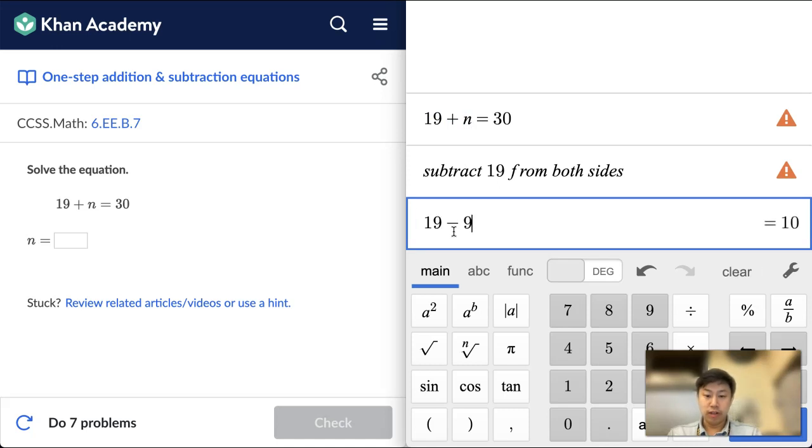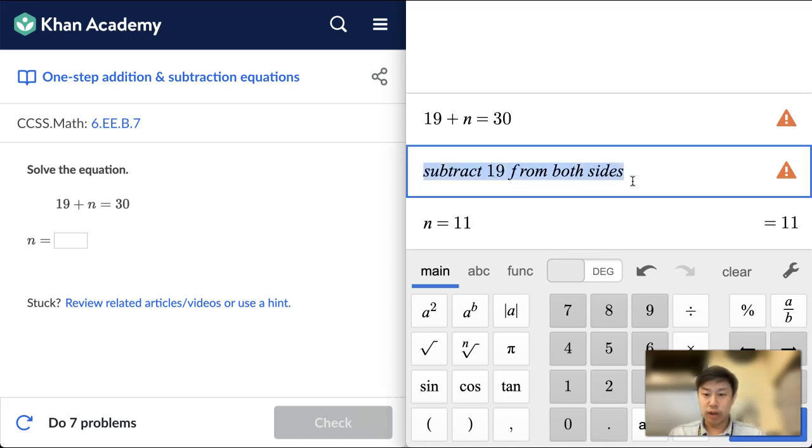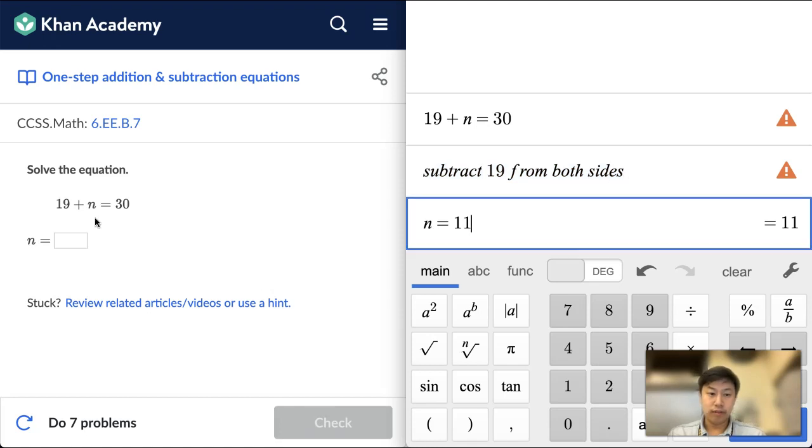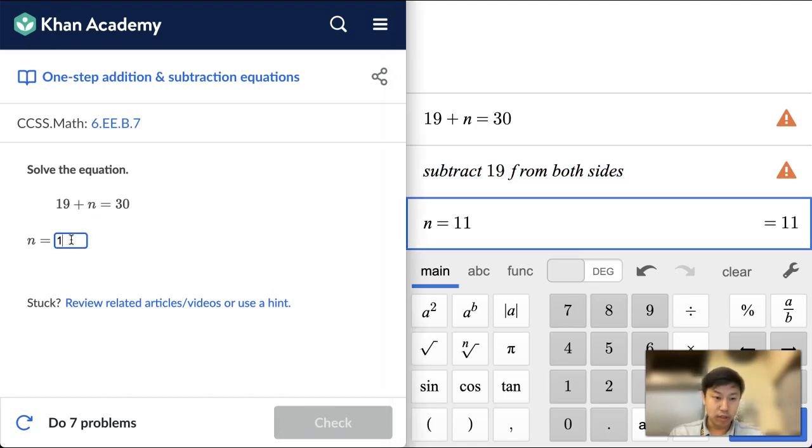You can go like this if you want. 19 minus 19 plus n, right? If I subtract that from the left side, that just goes away, so you're left with an n. And then we can update the right side, 30 minus 19, which is going to be 11. If I subtract 19 from 30, you get 11. So that's where you get n equals 11. That's what it means by one step. You just have to perform this inverse operation to get the 11. And again, if you did it in your head, 19 plus 11 is 30.